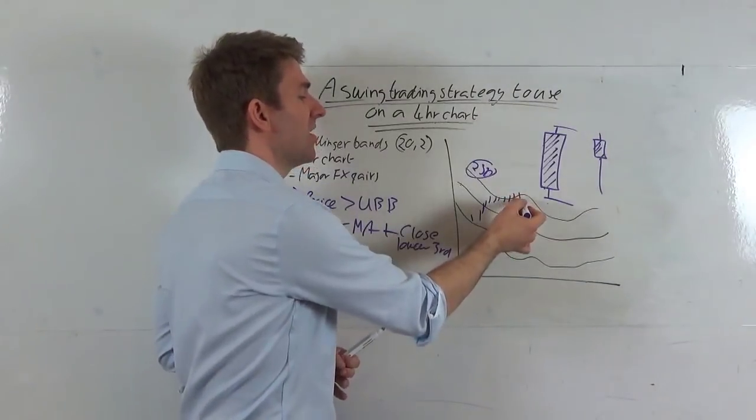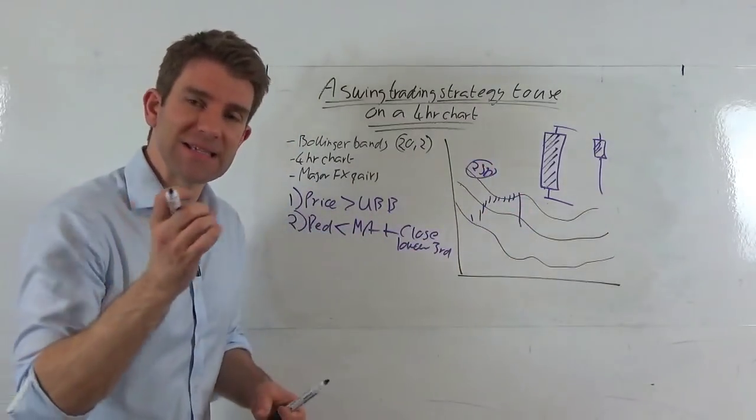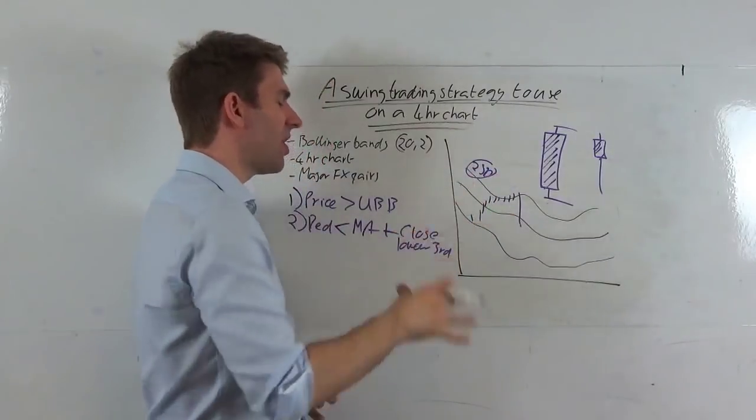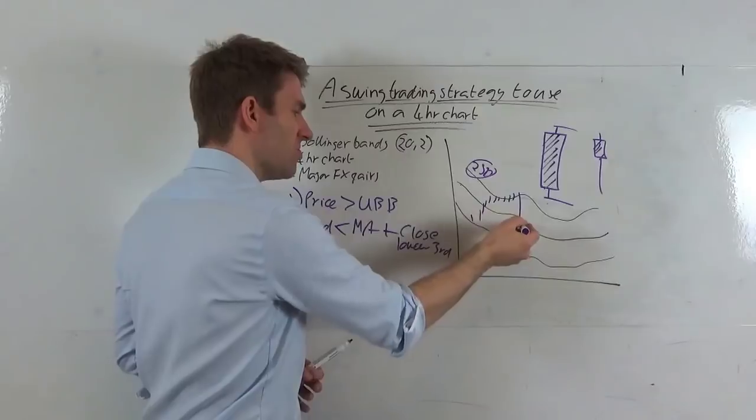Now, like I say, you may get 2 or 3 or 4 days of backing off that top Bollinger, but as long as it's within a reasonable time period, it then comes down through that middle and closes at the low.